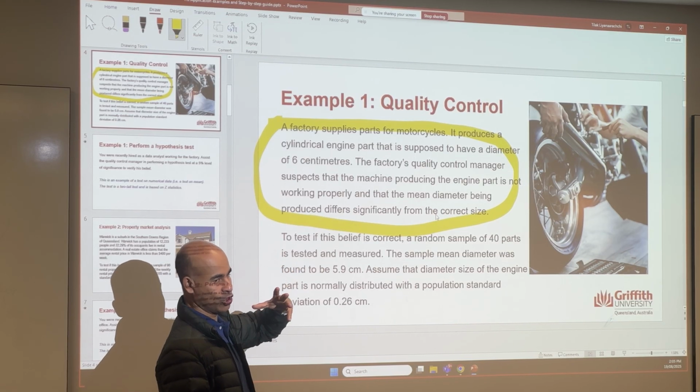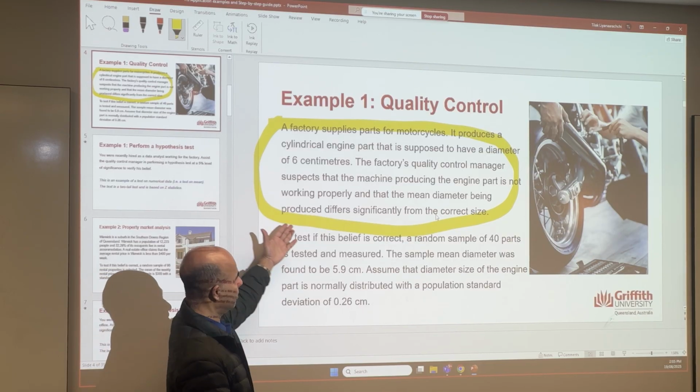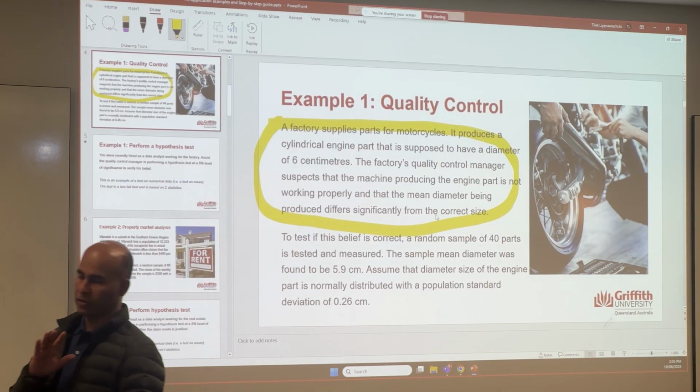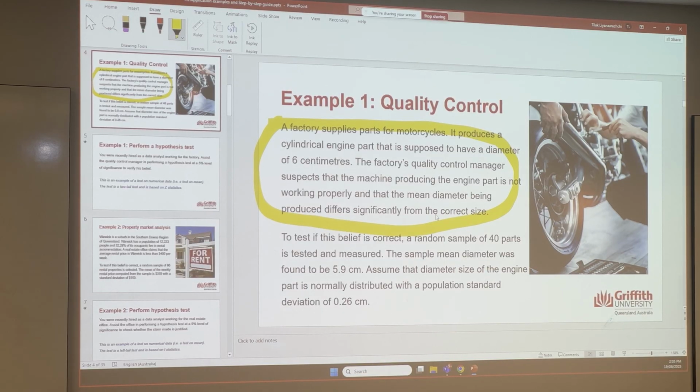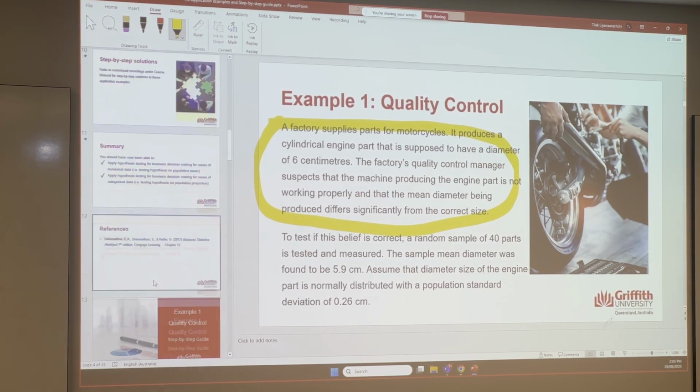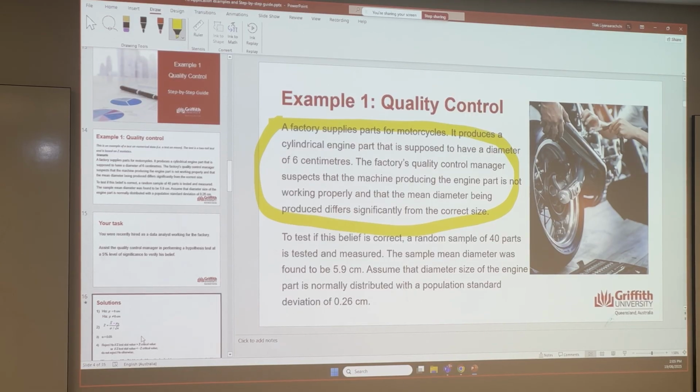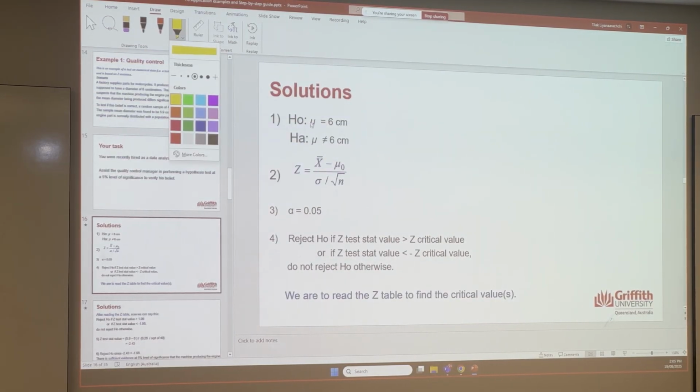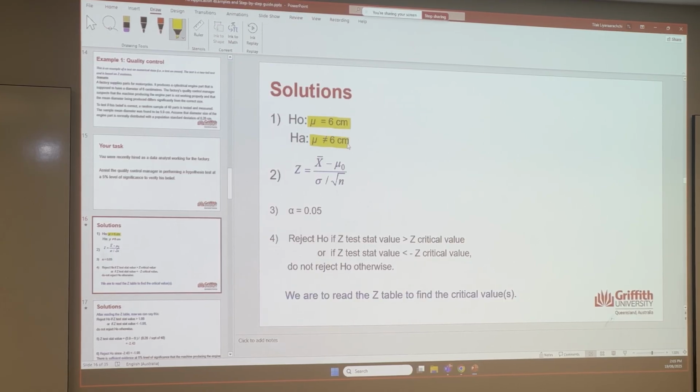So as a statistician, how do you know? Anybody can understand this: if it is not 6, it has to be 6, but there is a fault, therefore the diameter is not 6. So as a statistician, how do you take it? As a statistician, you need to set the null and the alternative. This is how you do it. Your null is mu equals 6, your alternative is not equal to 6.